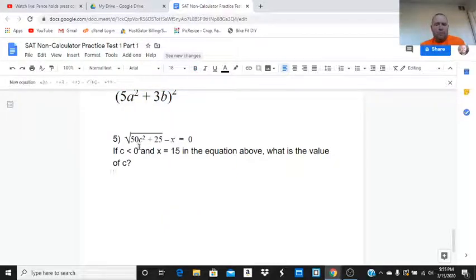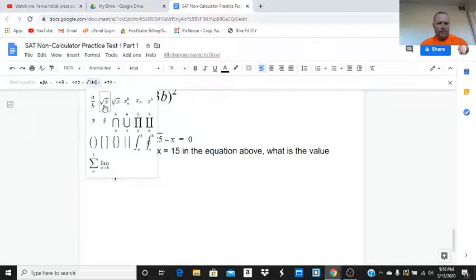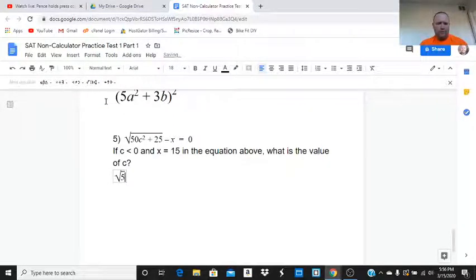All right. So this next one, we have the square root of 50c squared plus 25 minus x equals 0. So if c is less than 0 and x equals 15 in the equation above, what is the value of c? So first we're going to plug in 15, and then we'll solve for c. And since c is less than 0, we're going to pick the one that's less than 0. So let's do that. So we're going to start a new equation. Square root of 50c squared plus 25. We're going to have minus 15 equals 0.